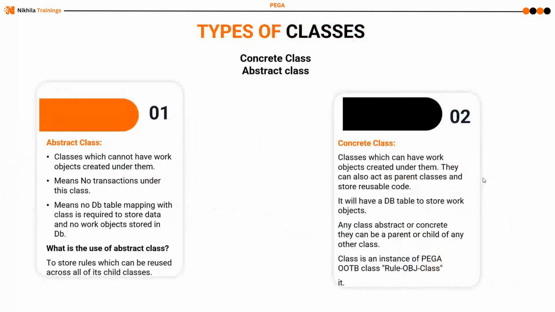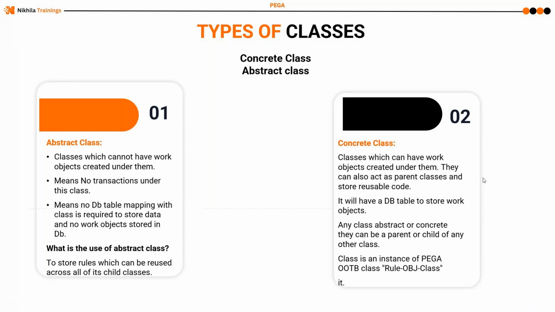Types of classes. Whichever technology you go, it remains the same. There are two types of classes, abstract and concrete. Abstract means these classes are just created to put the code for reusability purposes. These classes will never have work objects created under them. They will never have any database table connected to store work objects. Because we don't even have work objects, what is the point in having a DB table? And they do not have any is a class group mappings because they don't even have a table. That's it.